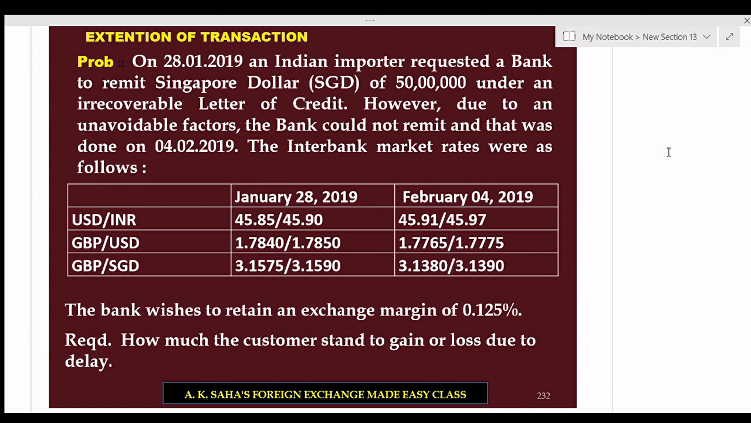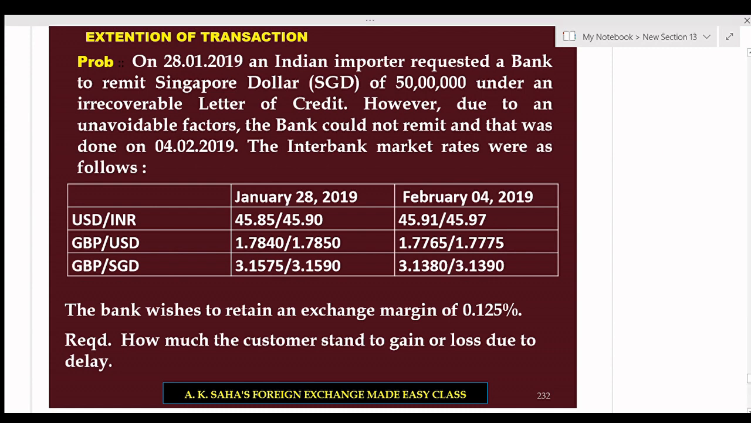Today is the 14th session. Last day I discussed cash spread and crack spread. Today I will solve some problems on cancellation and extension of maturity date in forward contract, and a few problems on future contract. Now come extension of transaction.